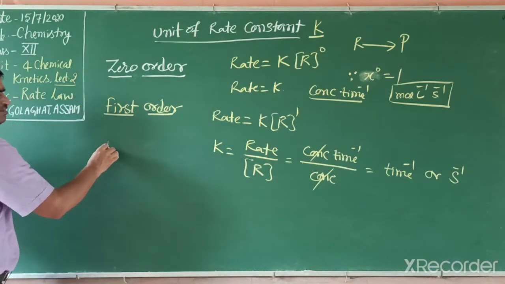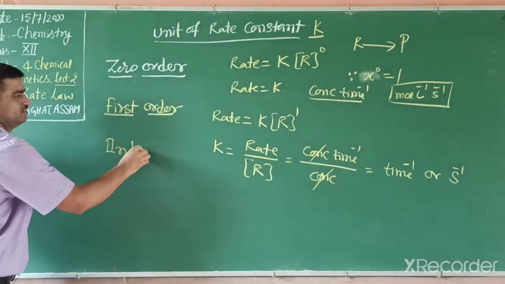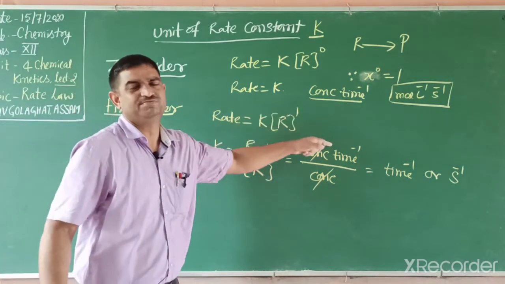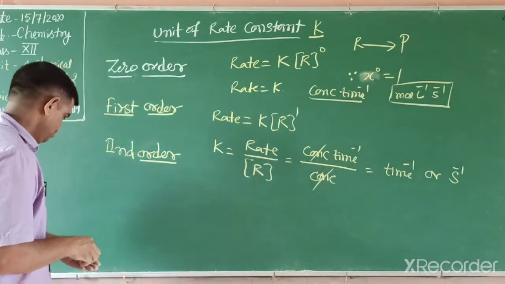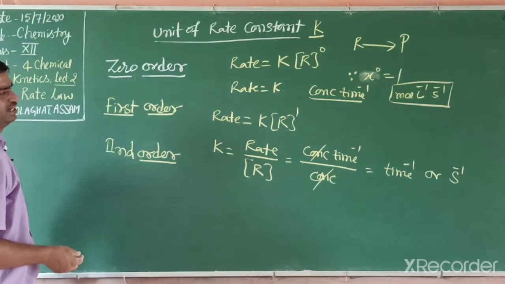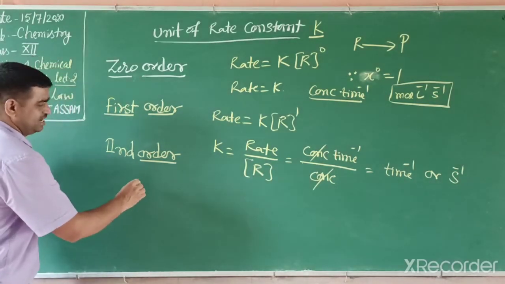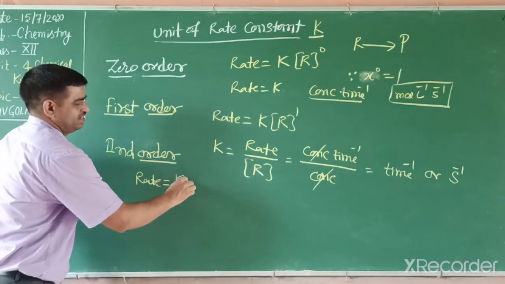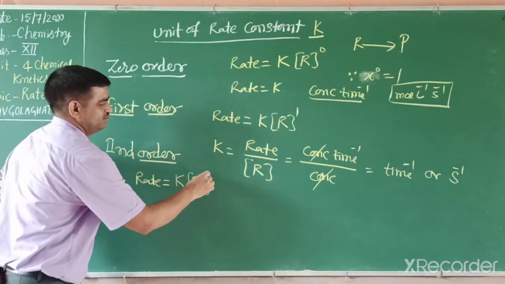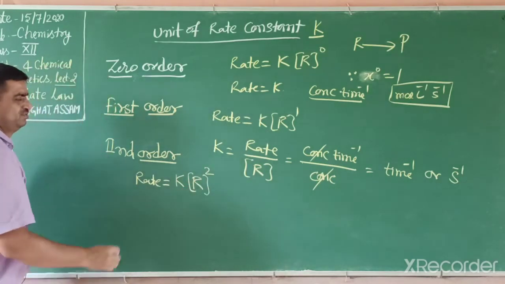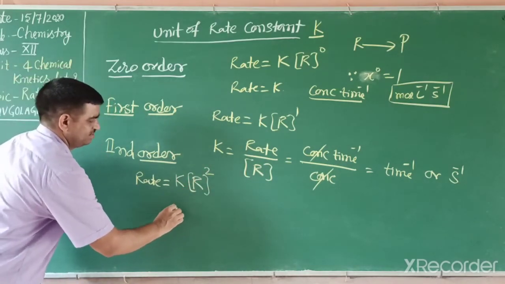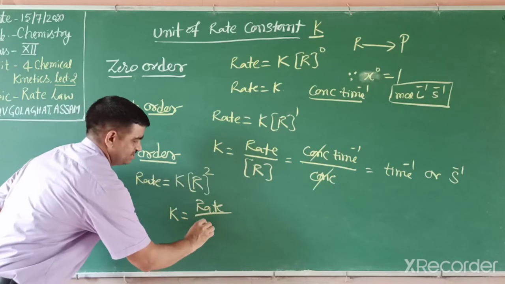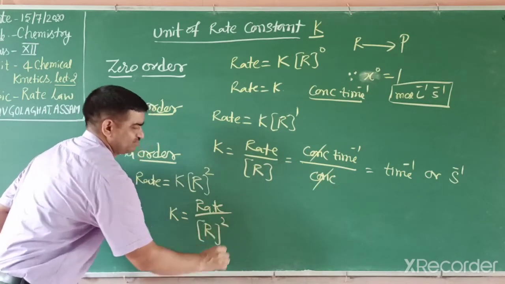Another one, second order kinetics. Second order, what is the unit? By this unit we can identify the order of any reaction. So this is a very important term. For second order, how can we write? In the rate law expression, rate is equal to K R power 2, because that is second order. So how can we write K? K is equal to rate divided by concentration of reactant squared.